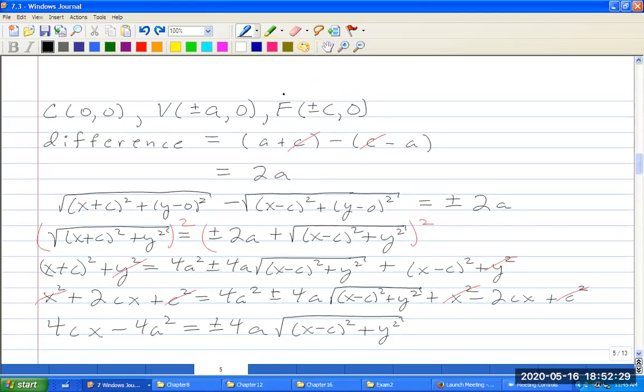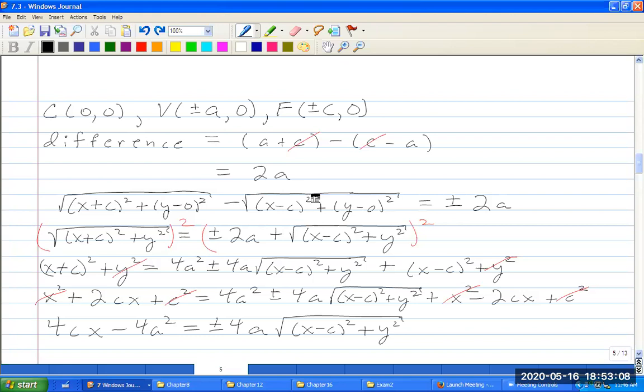And so the distance from the point (x, y) to the focus (-c, 0) is the square root of (x plus c) squared plus (y minus 0) squared. Subtract from that the distance from the point to the other focus (c, 0): the square root of (x minus c) squared plus (y minus 0) squared.